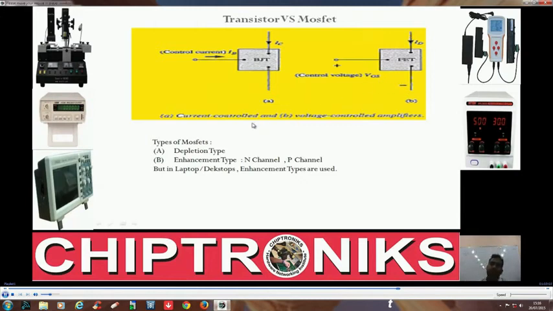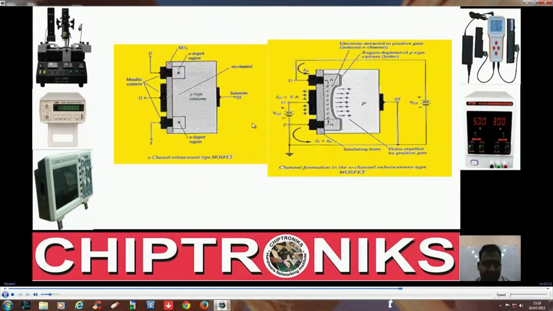So there are two types of MOSFETs. One is depletion type, another is enhancement type. But in a notebook motherboard or a desktop motherboard, usually we have enhancement type MOSFETs, and there are two types of enhancement type MOSFETs. One is N channel and the other is P channel, and we'll see the differences between the N channel and the P channel. Let's go to the next slide.